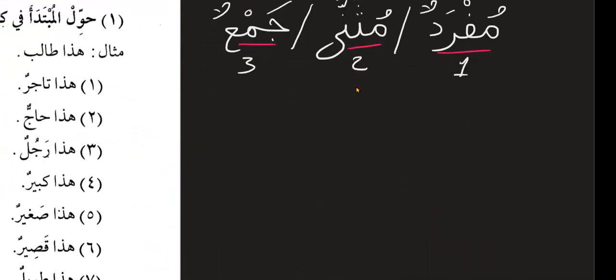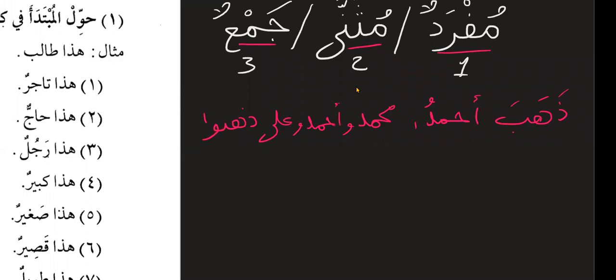And we mentioned also, for example, we have ذهب, we say ذهب أحمد. And then for plural, we would say, for example, محمد وأحمد وعلي ذهبوا, they went. And we mentioned that this waw was called waw al-jama'a, the plural waw.